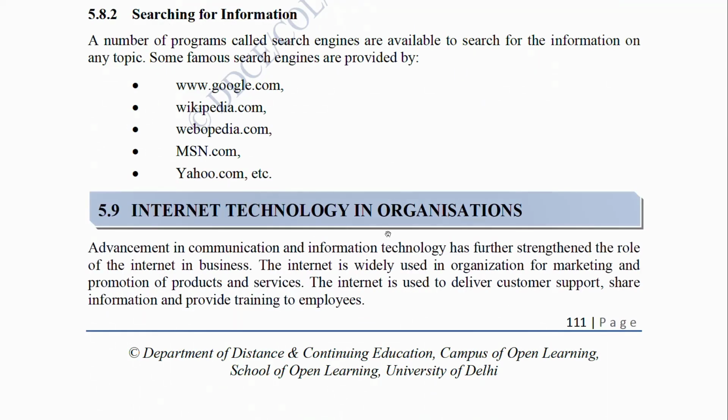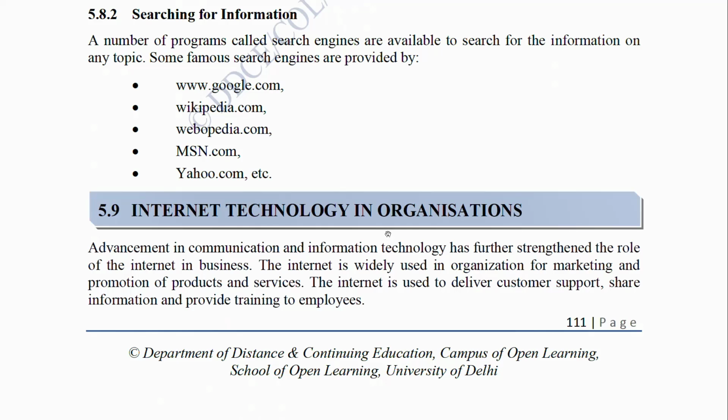5.8.2 Searching for information. A number of programs called search engines are available to search for information on any topic. Some famous search engines are provided by: 1. www.google.com, 2. wikipedia.com, 3. webopedia.com, 4. msn.com, and the last is yahoo.com.